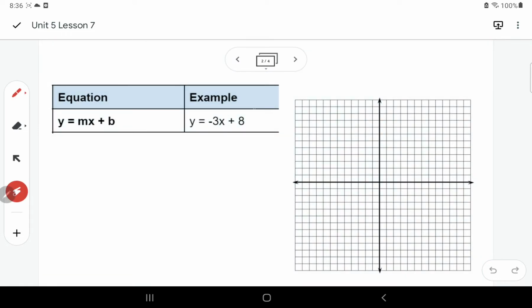The next example here, this is a y equals mx plus b. So this is a line that you actually would have graphed a bunch like this in Unit 4. So remember that m was our slope or our rate of change, and b was our y-intercept or our initial value.